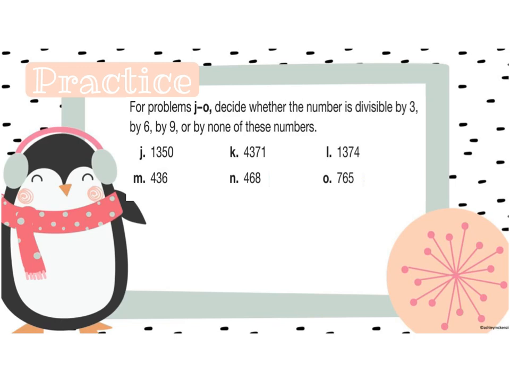Decide whether the number is divisible by 3, 6, 9, or none. Okay. So I want you to mark J, K, L, M, N, O on your board. And you're going to tell me if it's divisible by 3, 6, 9, or none for each one of them.